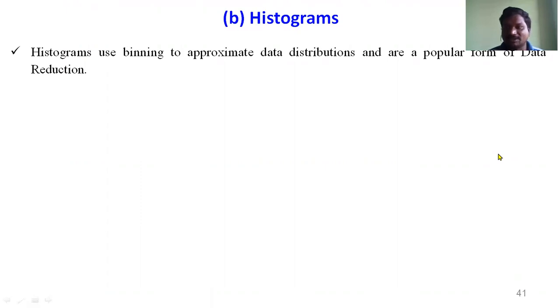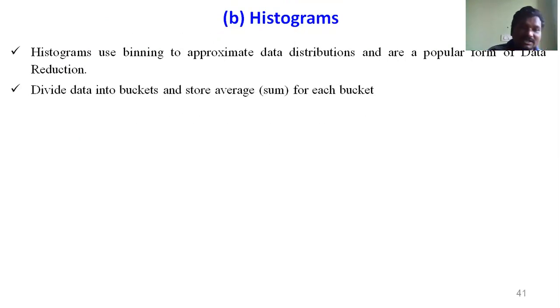It uses a binning approach. In this case, you divide the data into buckets and store the average or sum for each bucket. That is the representation. For example, you can identify this type of histogram data in cricket. The score representation: 0 to 10 hours, what is the score? Then 10 to 20 hours, what is the score? In this way, this is one of the best representations.